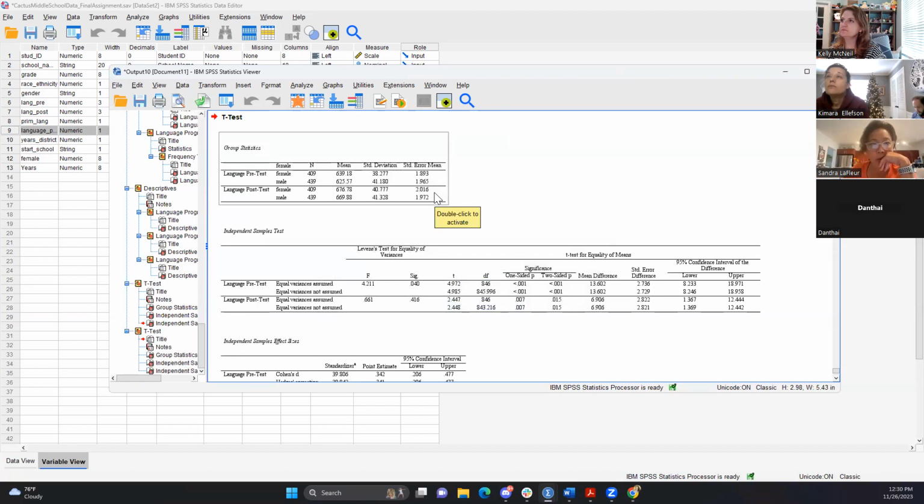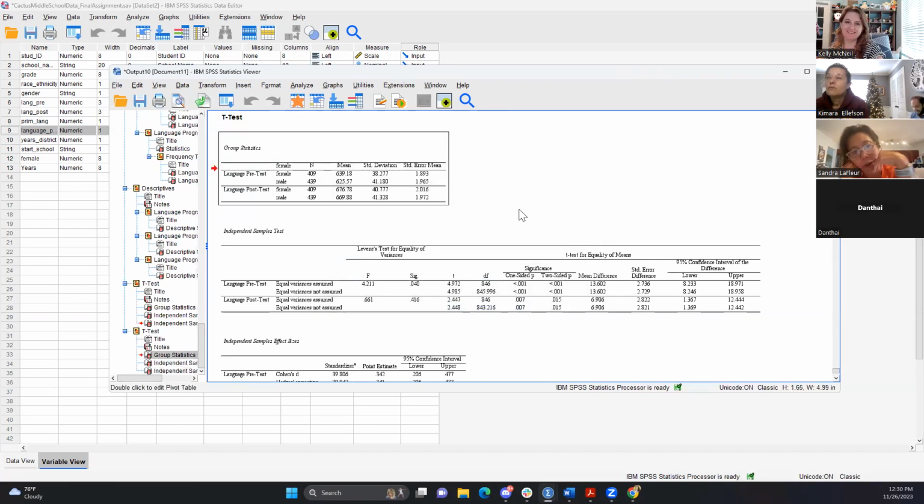Those are correct numbers, by the way. 409 are females. So this is saying girls did better. Girls only did better in the pre-test. It was not significant in the post-test. They did better in the post.